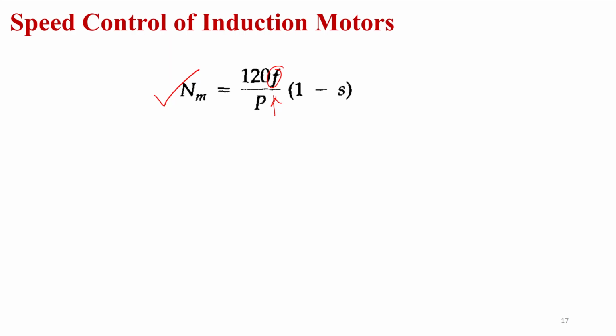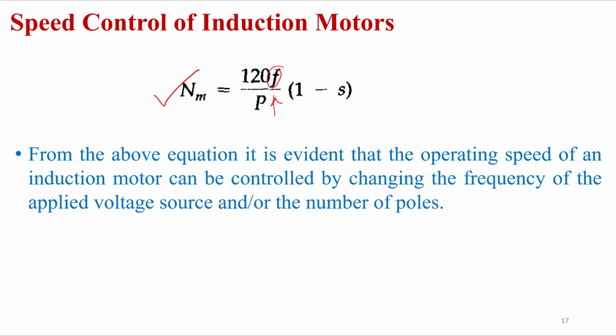One is changing the frequency, because we have cycloconverters nowadays in power electronics. Using that, we can get variable frequency, through which we can control the speed of the motor, and also by varying the number of poles. So the speed of an induction motor can be controlled by changing the frequency of the applied voltage source and/or the number of poles.